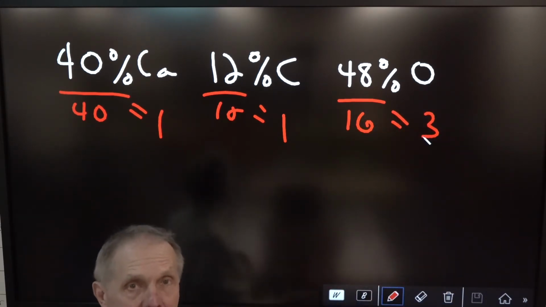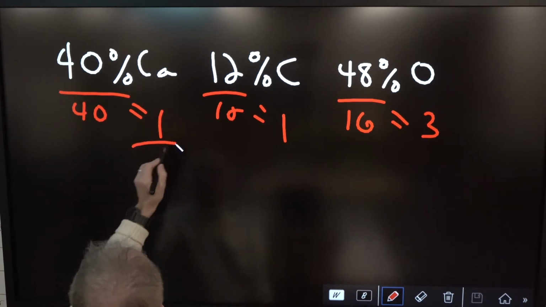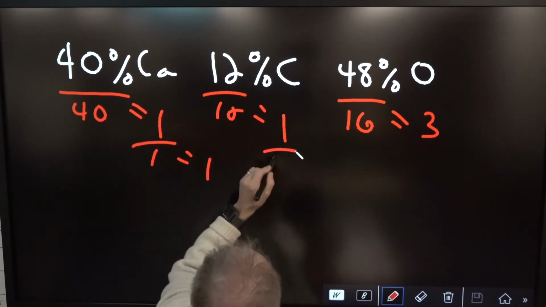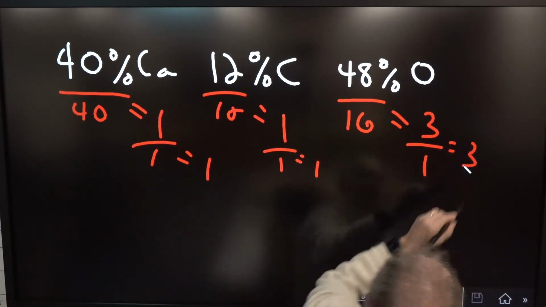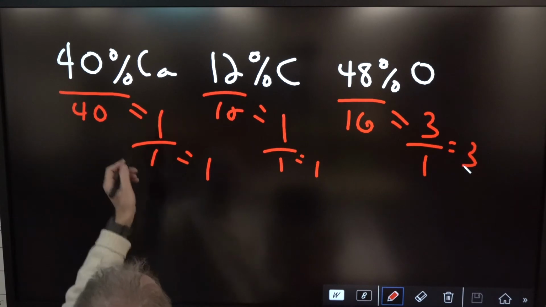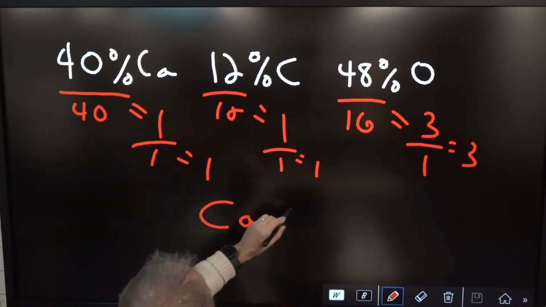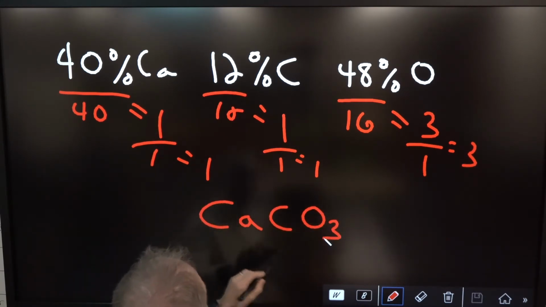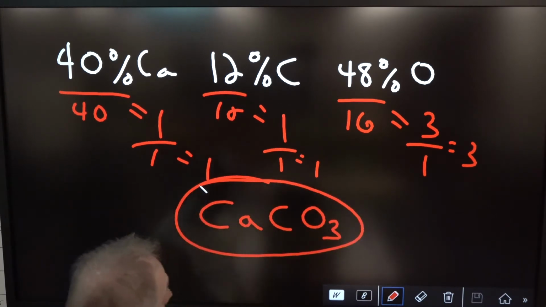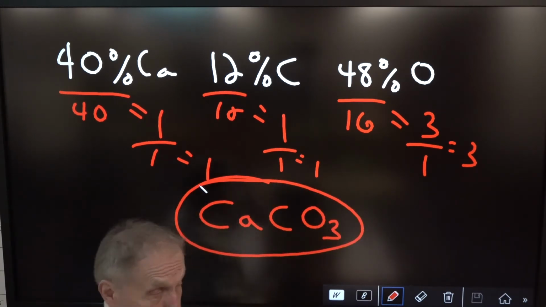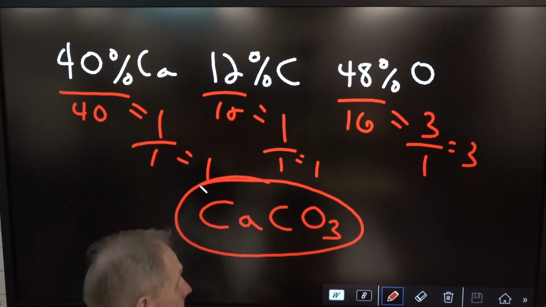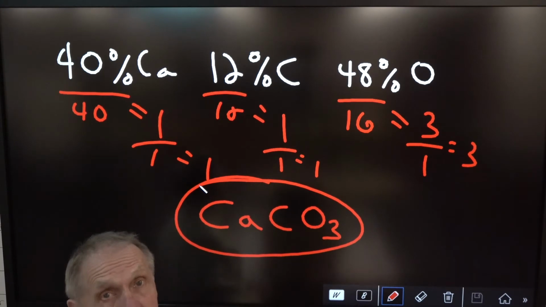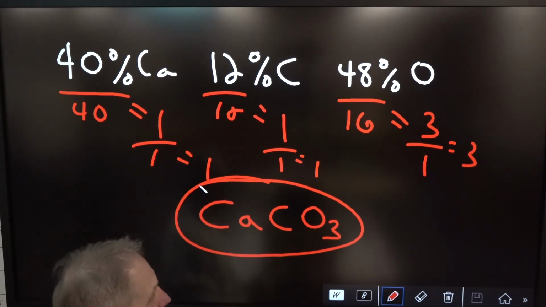Now, you divide by the lowest number. Well, the lowest number is 1. 1 divided by 1 is 1. 1 divided by 1 is 1. 3 divided by 1 is 3. So, this formula is CaCO3. So, finding empirical formulas from the percents, very, very easy. So that's how you do that one. Okay? All right. So now, watch.